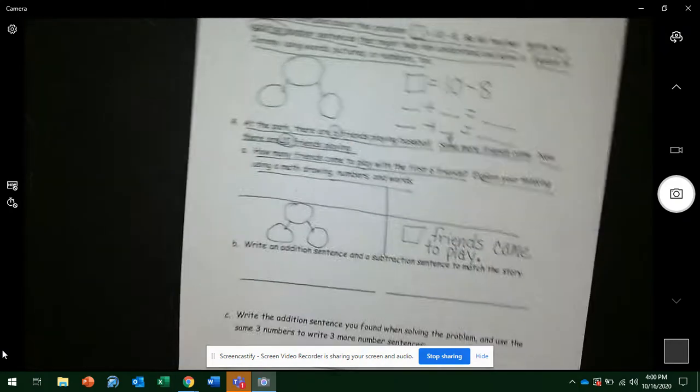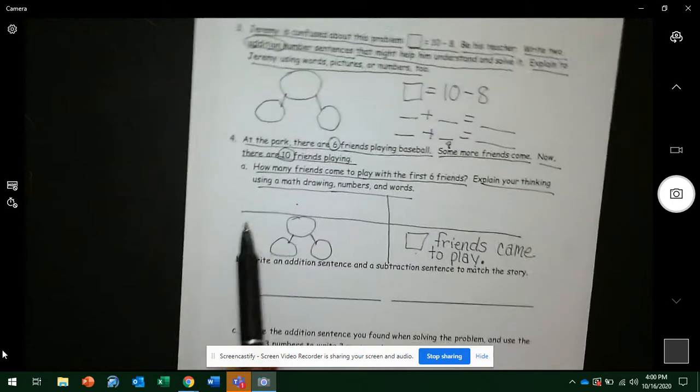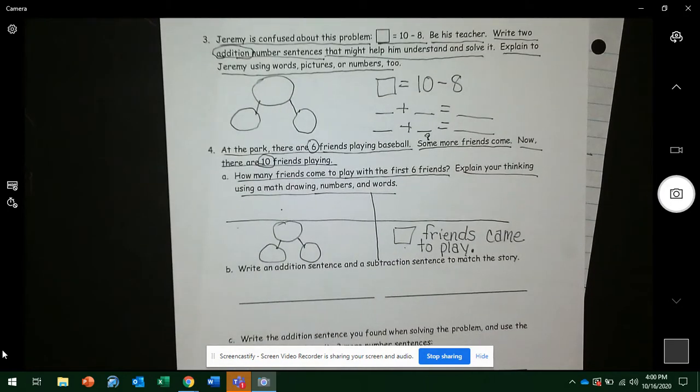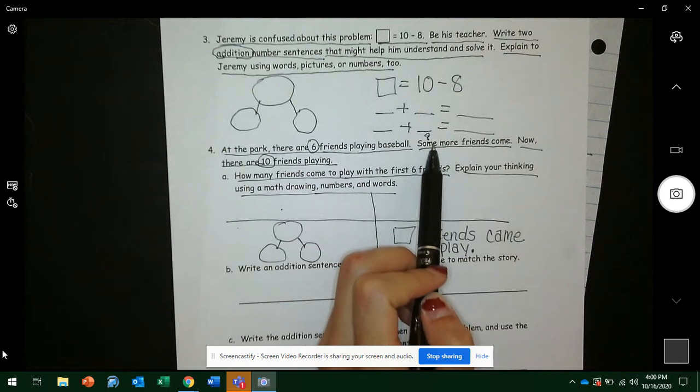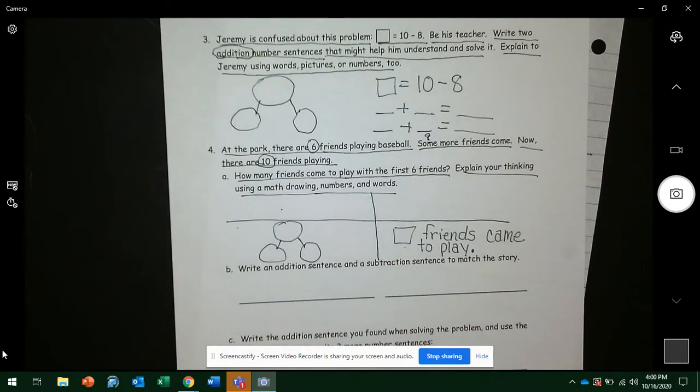So I'm going to read it one more time. It says that at the park, there were 6 friends playing baseball. So there were 6 friends at first. Then some more came over. Does it tell us how many more? No. Now, there are 10 friends playing, so at the end, there's 10 friends playing at the park. So how many friends came to play with the first 6 friends? So they want to know this unknown. They want to know how many joined. Go ahead and press pause and press play when you're ready to move to the next part.